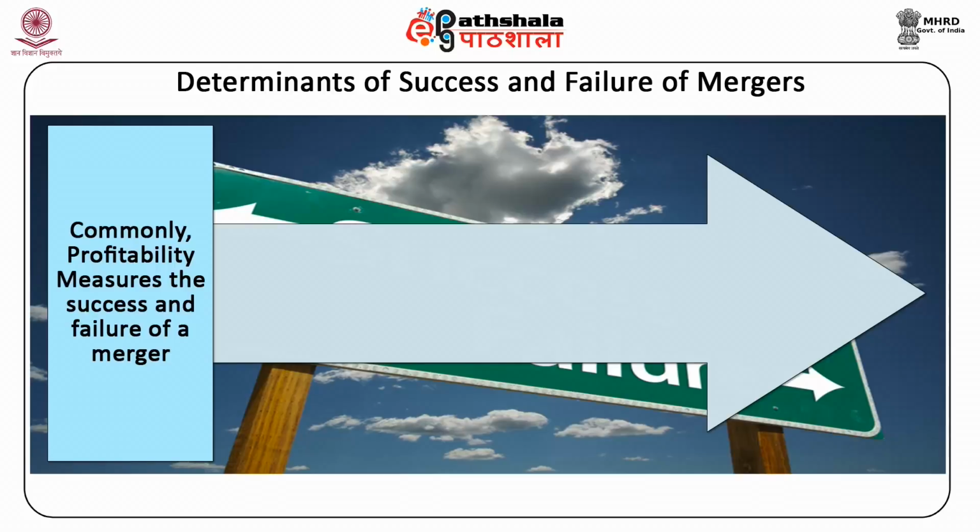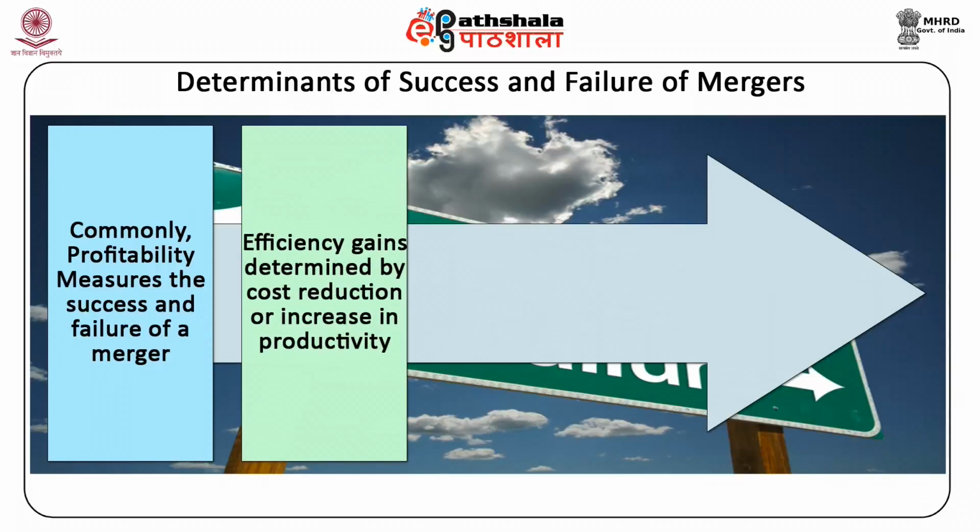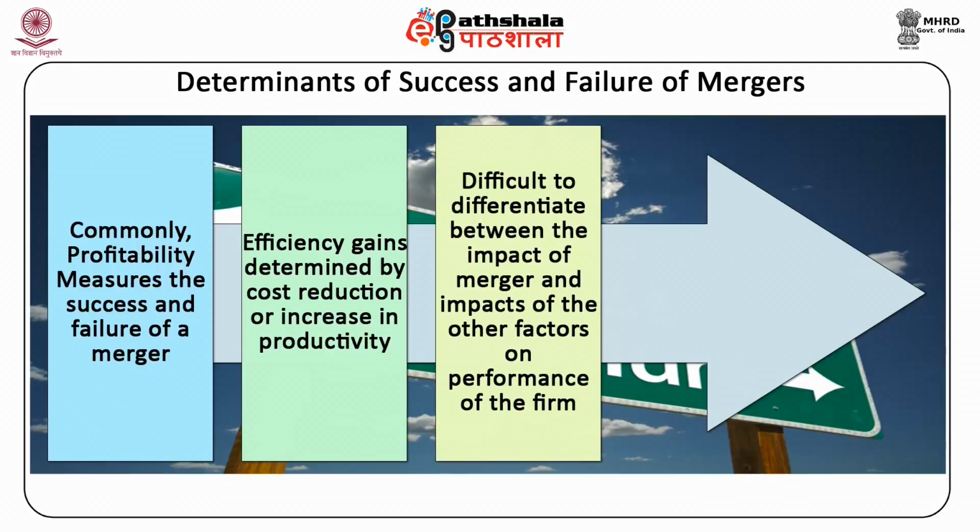The other criteria include efficiency gains determined by cost reduction or increase in productivity, returns to shareholders indicated by share prices, benefits to stakeholders like increased employment, and the benefits to the management, which is a strong indicator of the achievement of corporate objectives. However, it is difficult to differentiate between the impact of merger and impacts of the other factors on performance of the firm.